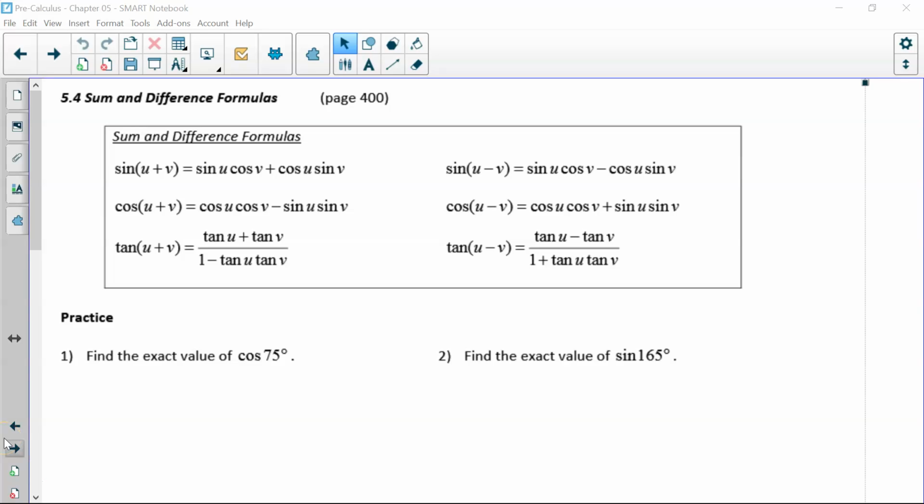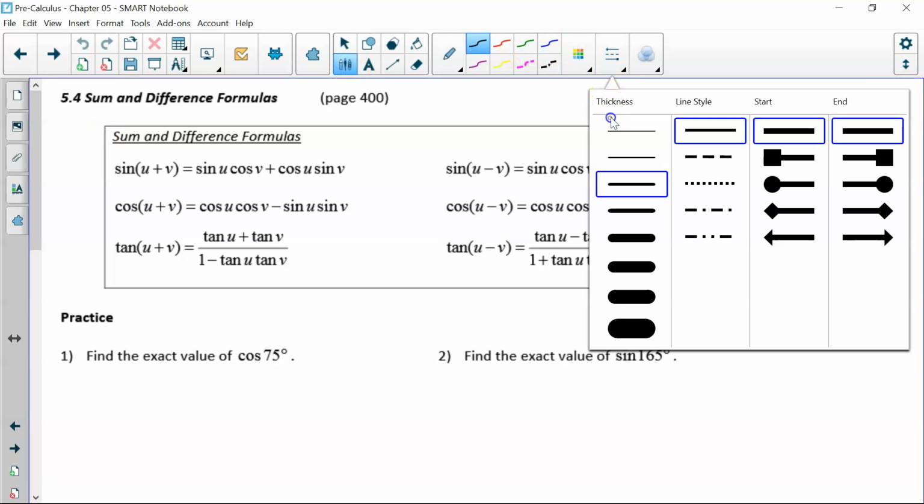Okay, welcome to section 5.4. We're going to be talking about the sum and difference formulas. So you want to make sure you have these sum and difference formulas available to you. They are on a sheet that I handed out earlier in the year. If not, I will post that also onto Canvas so you can get that sheet as well. Because we're going to use those sheets.